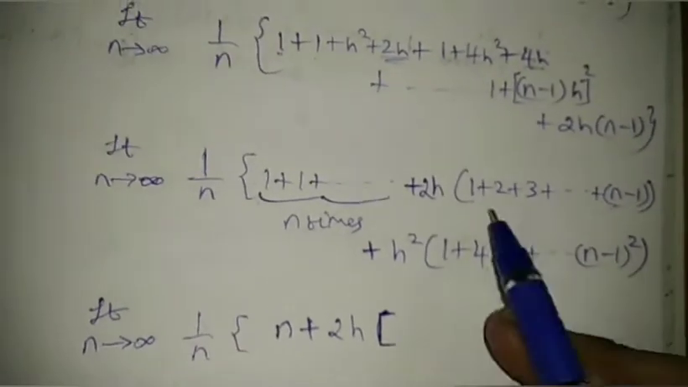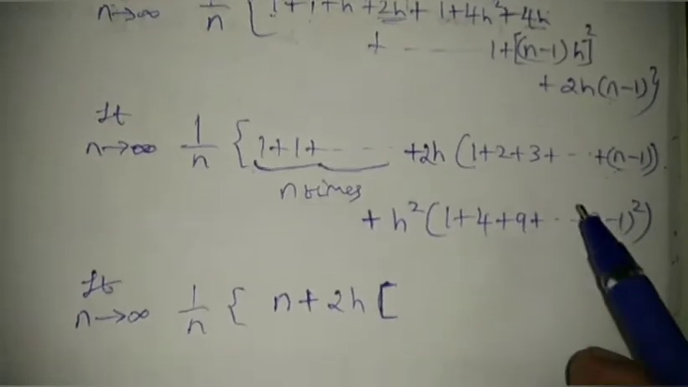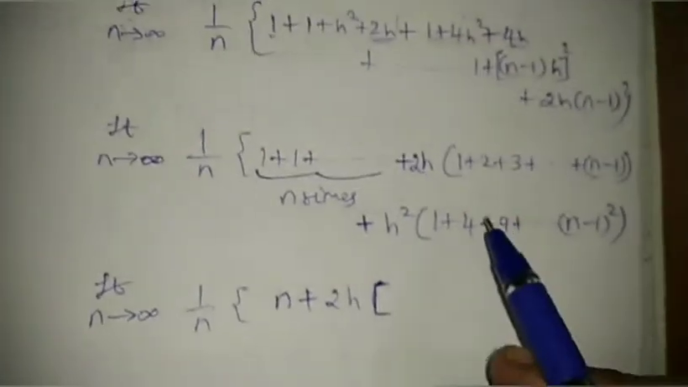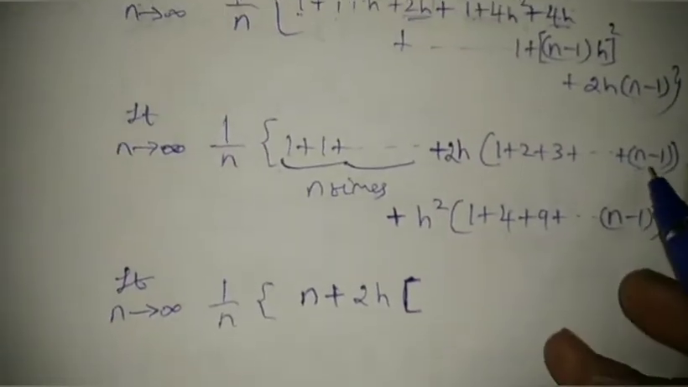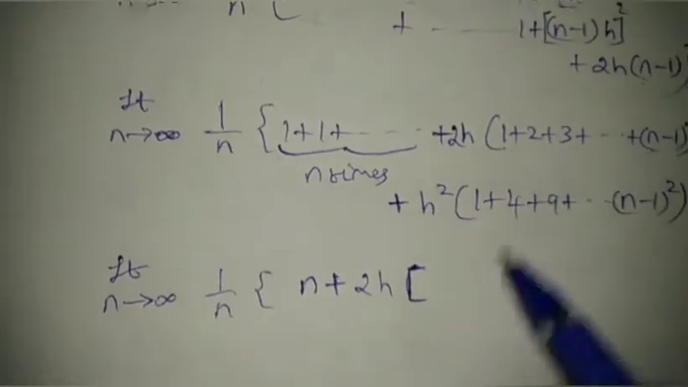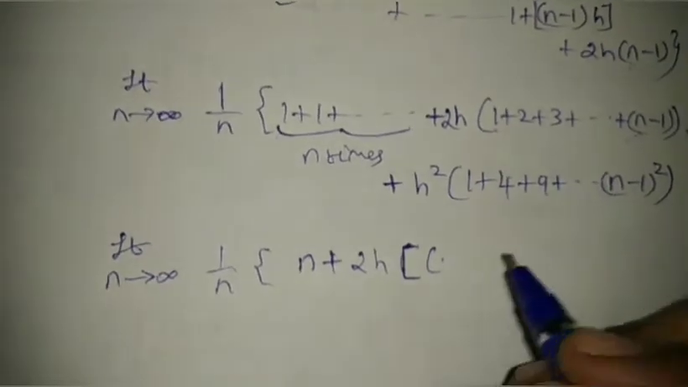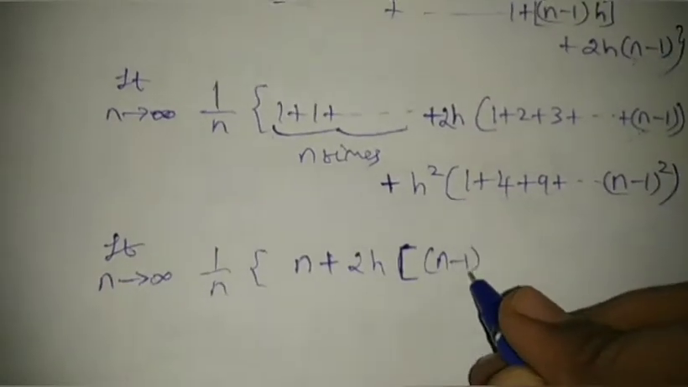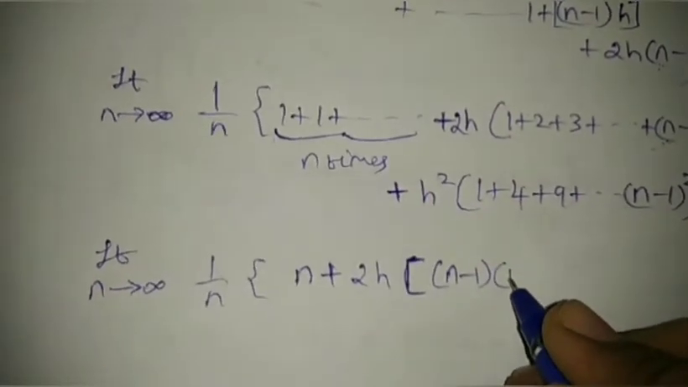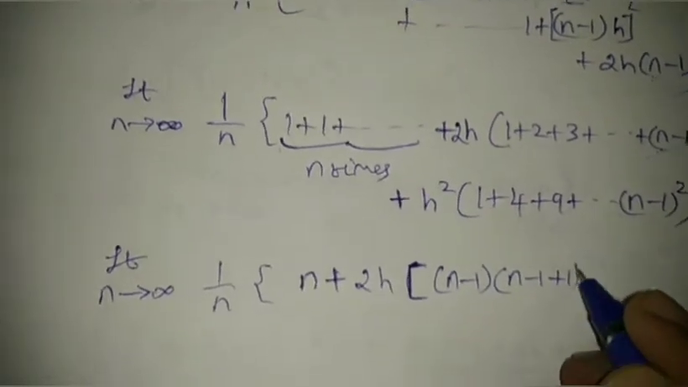Or else you can just find the number of terms using the formula you have got in AP. That is, the last term is equal to the first term plus n minus 1 into d. Using this formula you can find the number of terms. So it will be n into n plus 1 by 2, but here the number of terms is n minus 1, so it will be n minus 1 plus 1, correct?